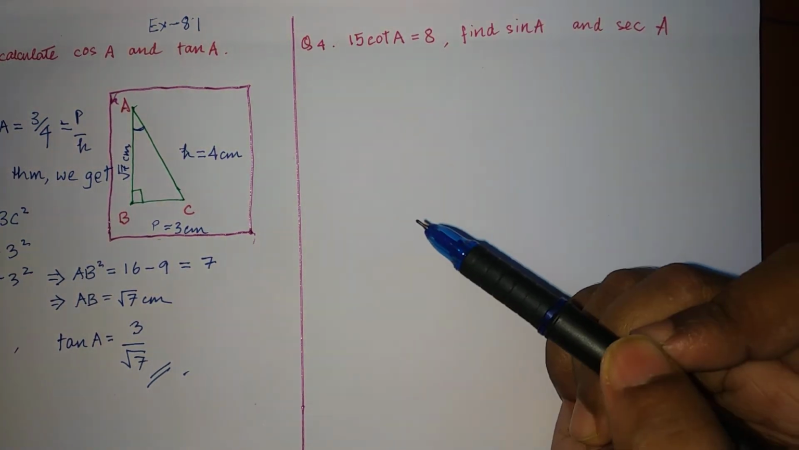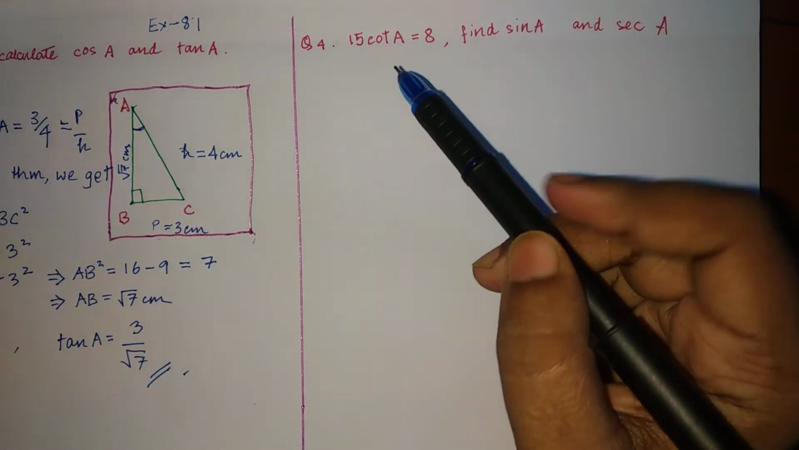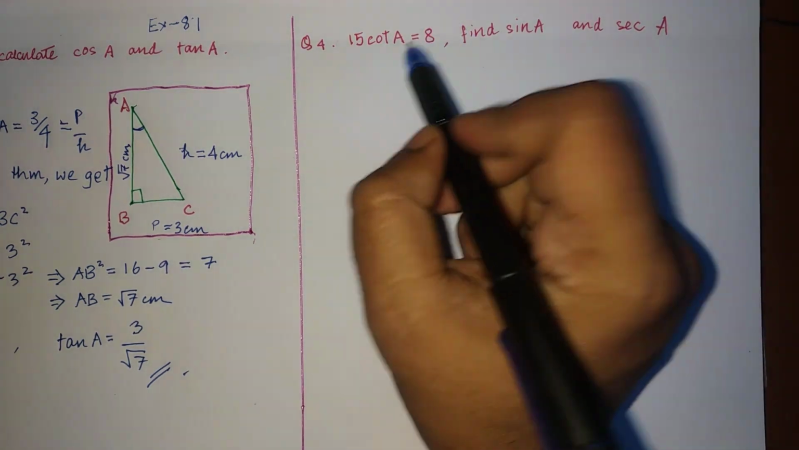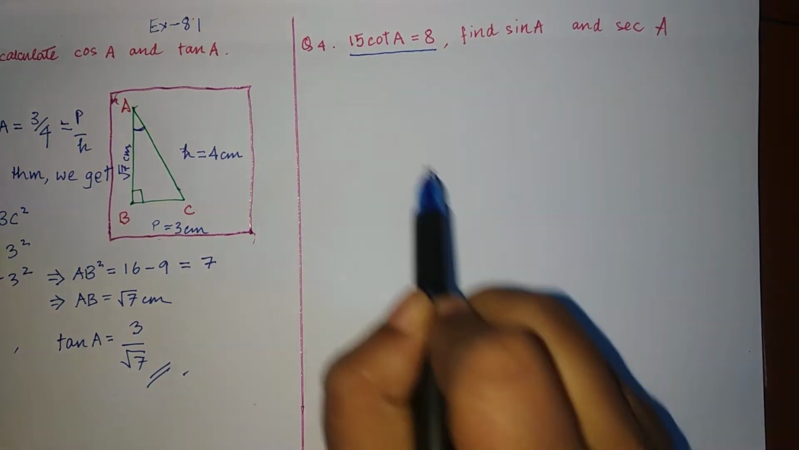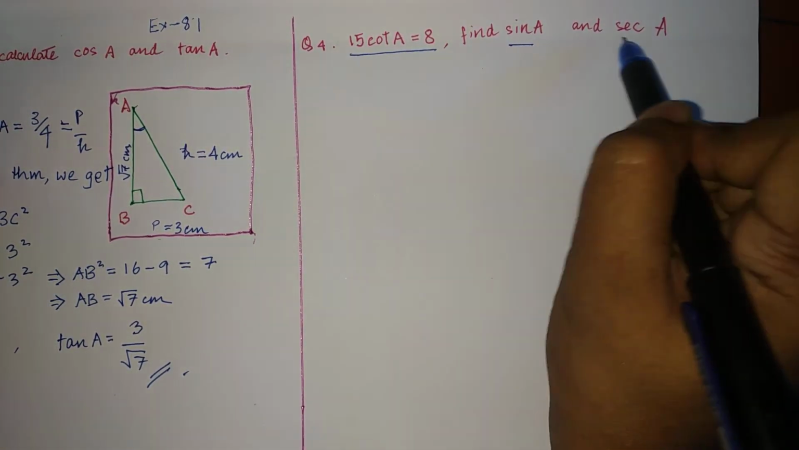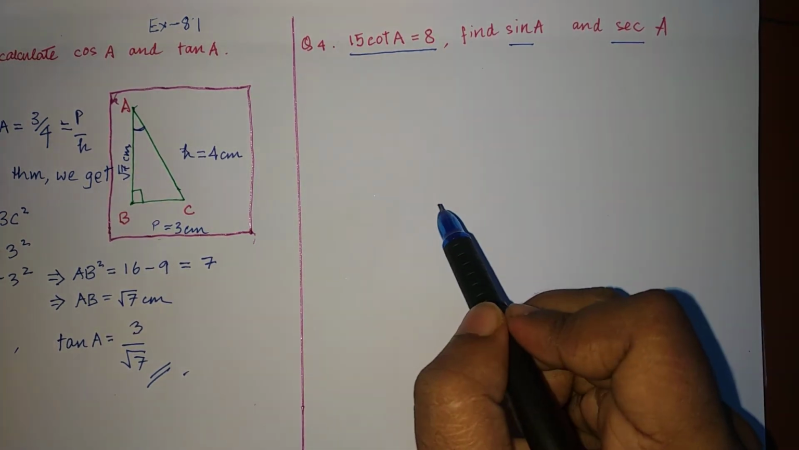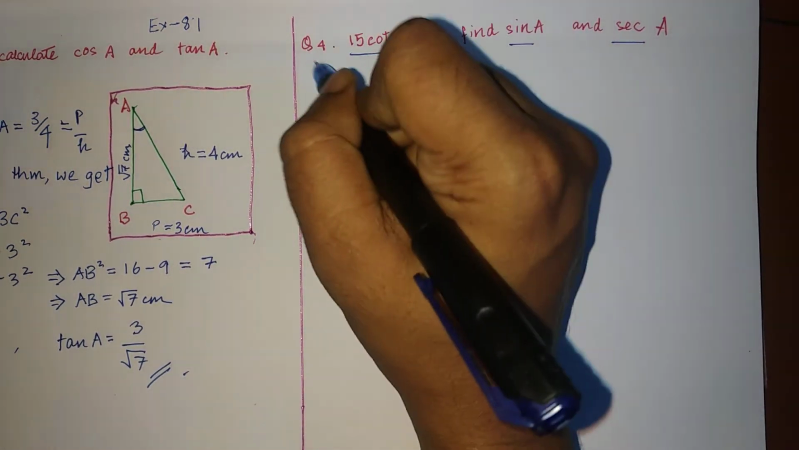First, read the question. In this question it is given that 15 cot A is equal to 8. You are only given this piece of information. You have to find sin A and sec A with this piece of information. How will you find it? Let me show you.